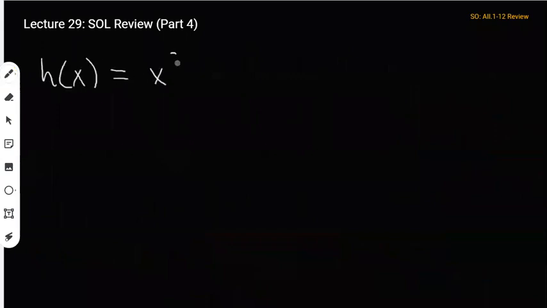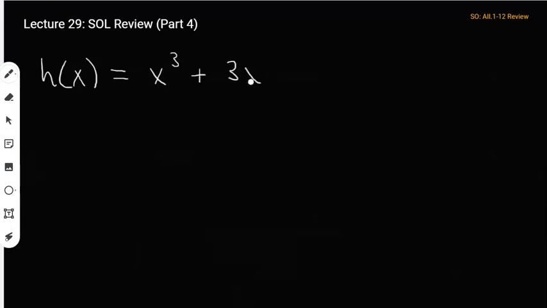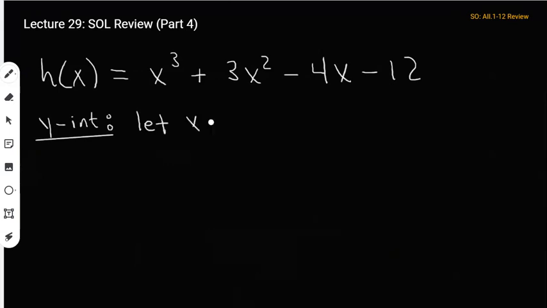So my function is x cubed plus 3x squared minus 4x minus 12. So this time I want to find the y-intercepts. For the y-intercepts, I have to let x equal 0. So we're just going to let x be 0 and see what happens.